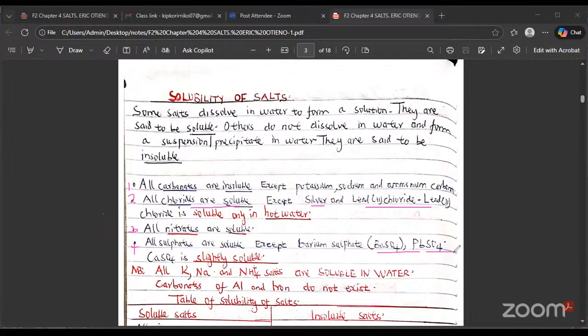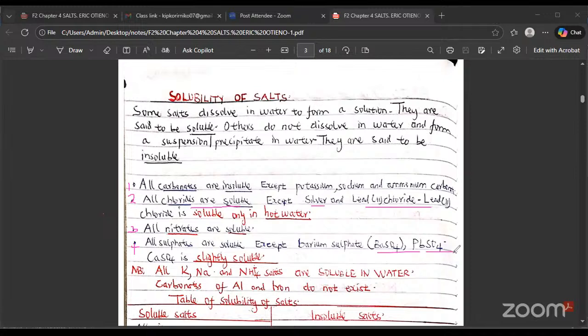I hope I'll be the one who will be taking you in Form 3 about sulfur and its compounds. Barium sulfate is normally used to test for sulfates and sulfides. So it gives a special outcome for sulfates and sulfides. So we'll talk about that one later. So all sulfates are soluble.